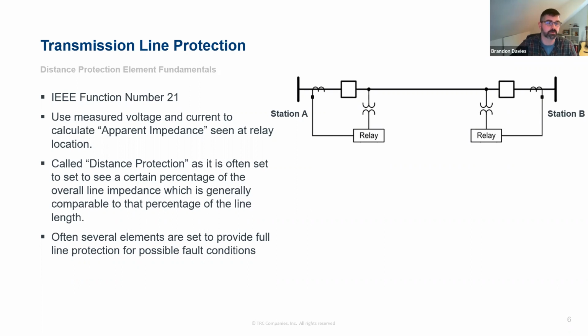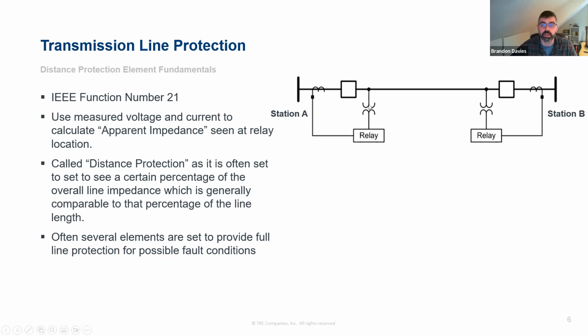So you'll see that throughout this slide deck and beyond. So again, the distance protection operates using a measured voltage and current going into the relay to measure an apparent impedance seen at the relay location.